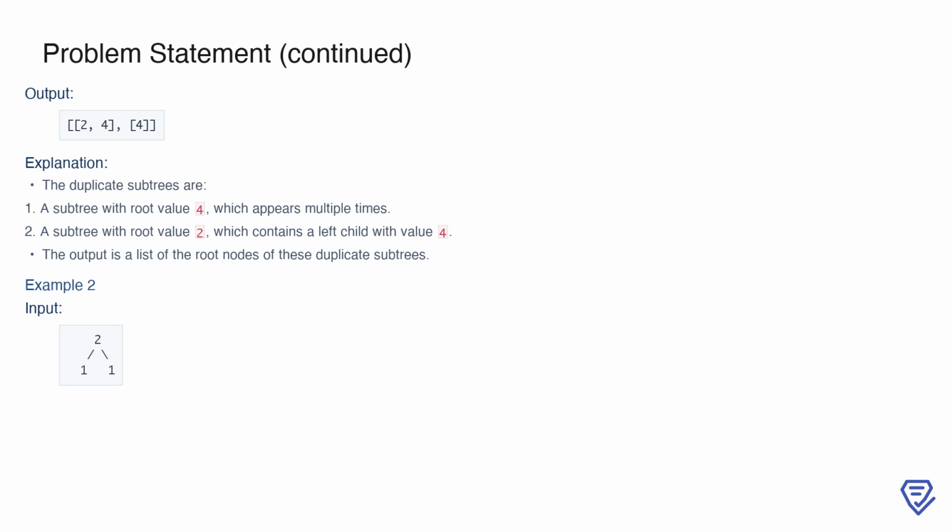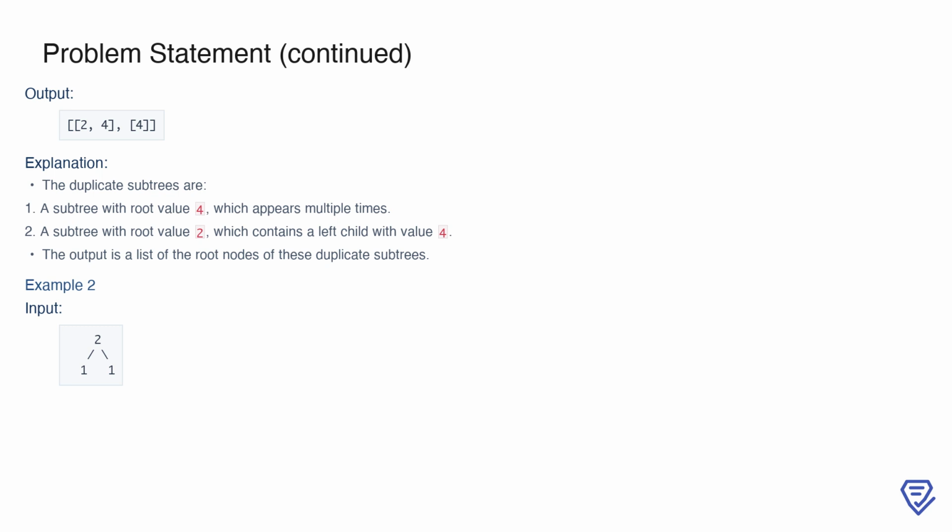The input binary tree has the structure shown, where the root node is 1. The left subtree of the root is a tree with the root value 2, and that subtree itself has a left child with value 4. On the right side of the root, there is a tree with the root value 3. This subtree has two children, a left subtree with root value 2 and a right subtree with root value 4.